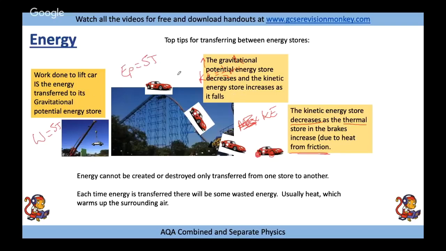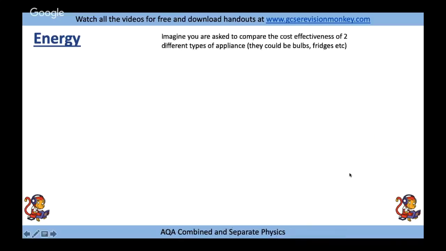His kinetic energy at the bottom here would be equal to 5 joules. And the work done released as heat would be equal to 5 joules as well. Okay, so the energy is transferred each time. Now we're being a bit generous here that there would be some wasted energy each time, but for simplicity we'll just ignore that. Okay, a little bit more about energy then.